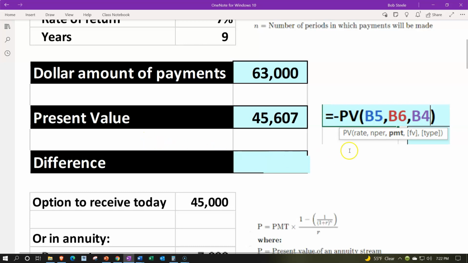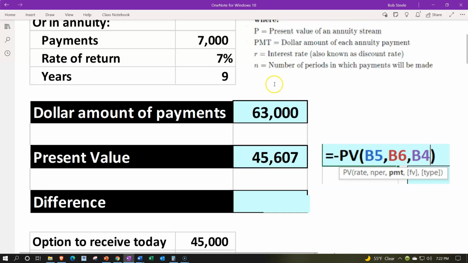So we'll say the present value would be the negative present value of the rate. The rate would be then the 7%, which we're pulling from the table. That's why there's a B5 here, so that if we wanted to test out different rates, we could do so. If we wanted to increase or decrease the rate to see what the result would be, we could do that if we set up our table properly.